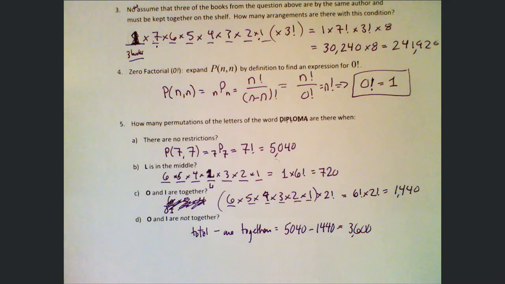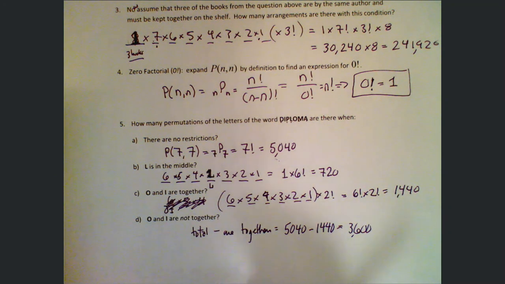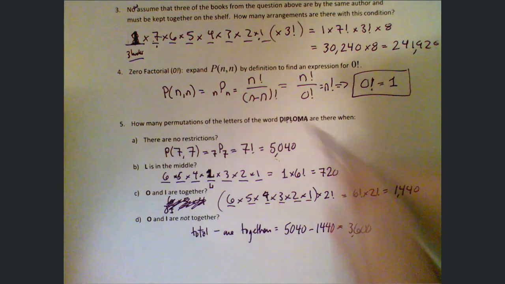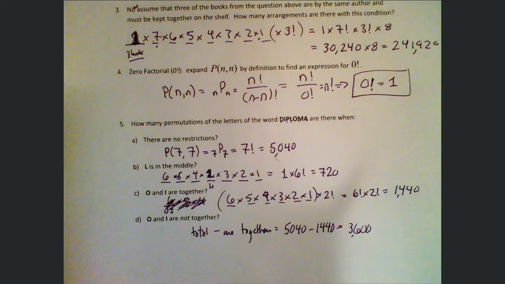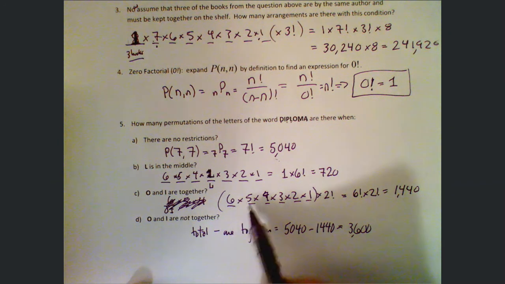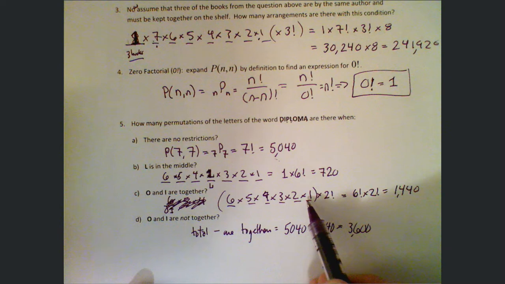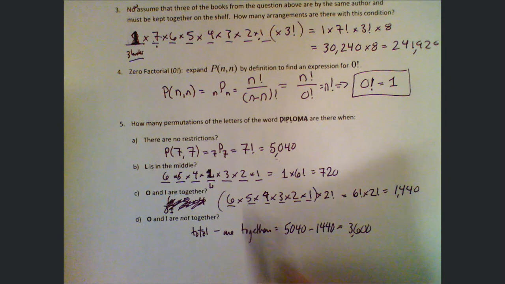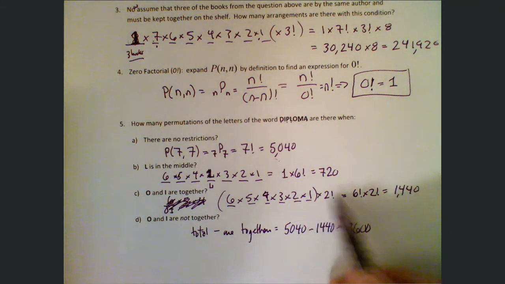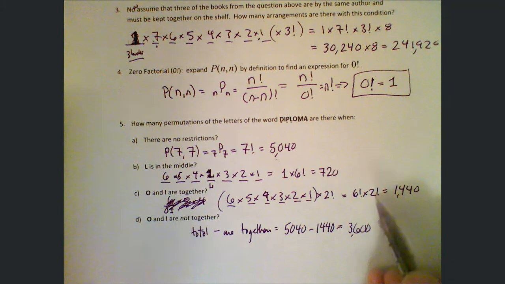So again, these types of problems get a little tricky when you start thinking through them. As you can see here, when I was thinking about it, if the O and the I are together, then there's really only 6 objects left. There's the 1, 2, 3, 4, 5, and then the 6th object is those 2 together. So how can you arrange 6 objects? Well, you can arrange them in 6 times 5 times 4 times 3 times 2 times 1 ways, or 6 factorial. Then you realize that you could have O and I and I and O for every single one of those possibilities. So you multiply it by 2 factorial, and that's why you get this.